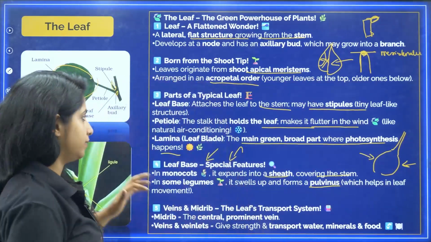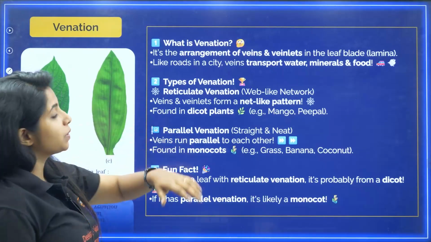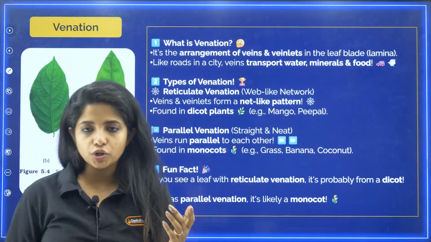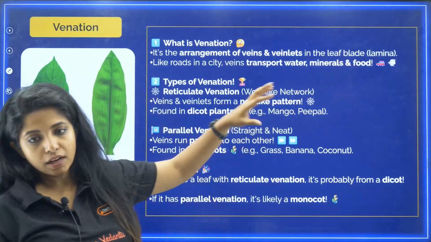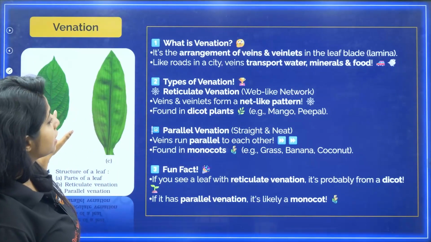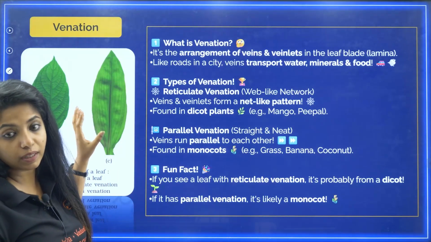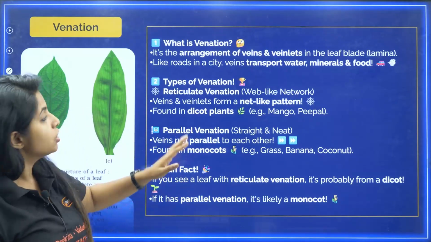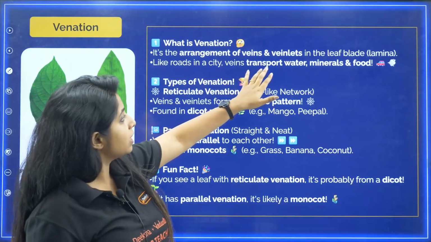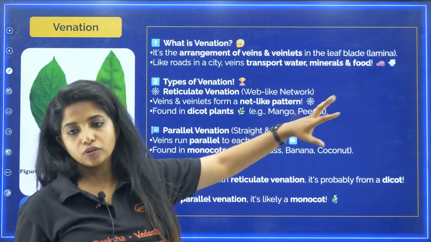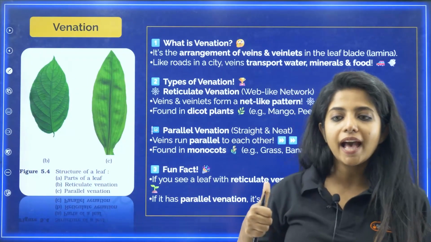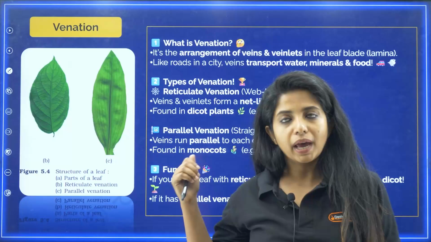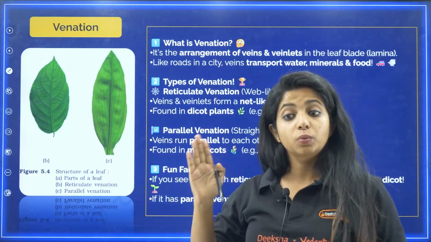Done? Cool? Now going ahead with venation. So what do you mean by venation? It is the arrangement of veins and veinlets in the leaf plate, the pattern in which they are arranged. It's like roads in a city. Veins transport water, minerals and food. So types of venation, you have two types, my dear children. One is reticulate and the other one is parallel.